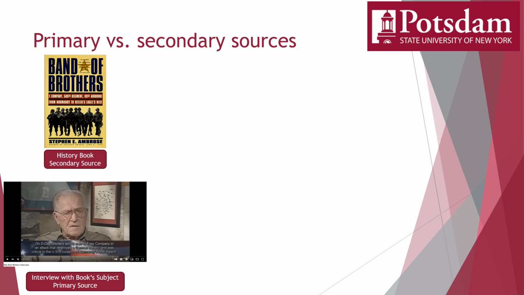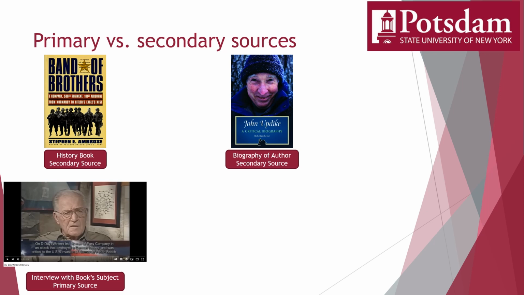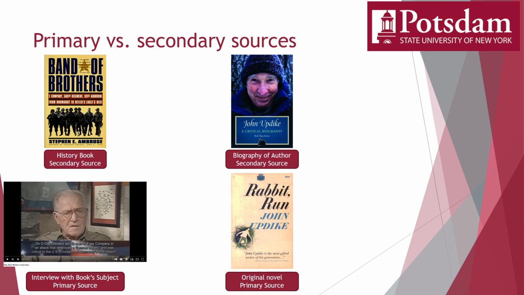Likewise, if you're taking an English class and studying, say, John Updike, this critical biography of Updike by author Bob Batchelor is a secondary source, because it's Batchelor's interpretation of Updike's career and works, while one of Updike's novels, like his classic Rabbit Run, would be a primary source you could use to examine Updike's writing style, use of language and imagery, and so on.